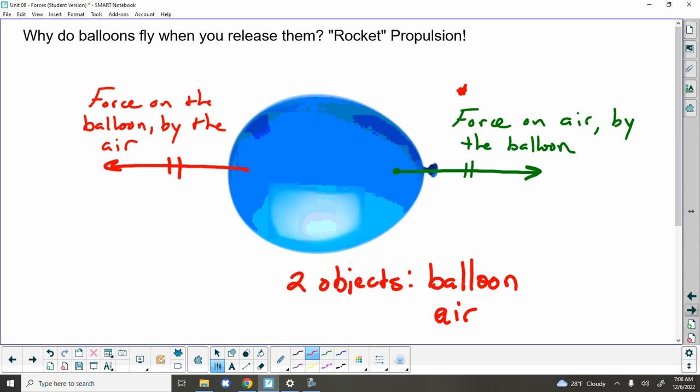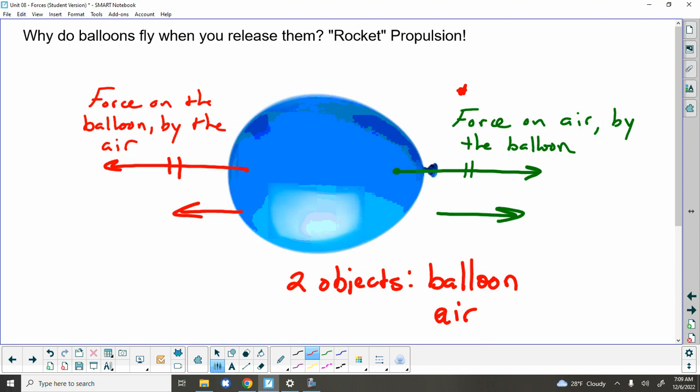So if the balloon is pushing air out to the right, then the air has to be pushing the balloon to the left with an equal amount of force. And so we have the force on the balloon by the air, and that's why the balloon goes forward. Okay. This is exactly how rockets work, and this is why they use rockets in outer space.